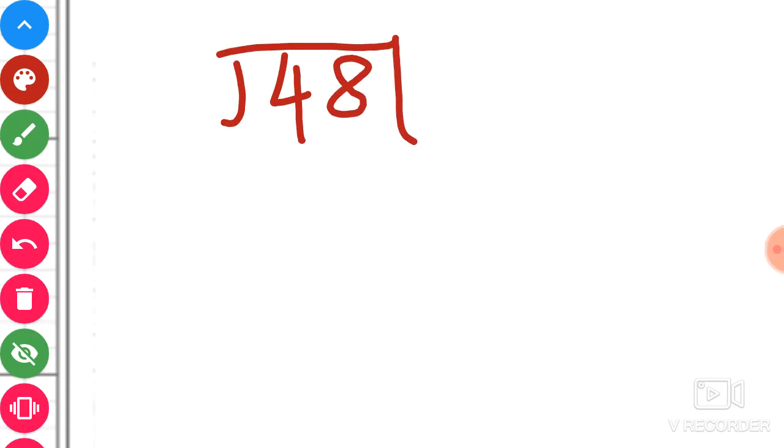Okay. Now I am going to give one question to you to do. Do this question. 48 divided by 4. Do this question. 48 divided by 4.